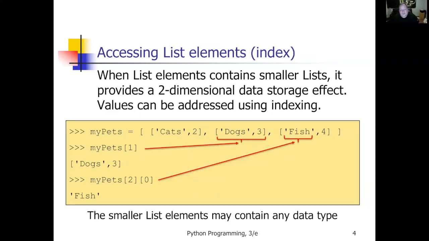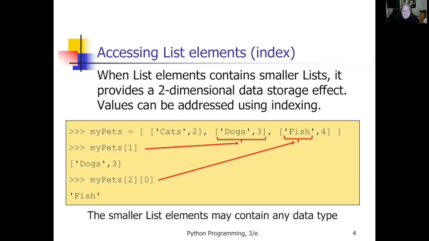So let's talk about that too. When we look at the index within a list, we can extract data from the list. So if I create a list and it has, let's say, these three elements in it, cats, comma, 2, that's the first element or element 0. Dogs, comma, 3, that's the index 1. And fish, comma, 4, that's index 2. Each index holds another list, which means that we can index within this list as well. So for example, if I say my pets is this data structure, I know how it's structured.